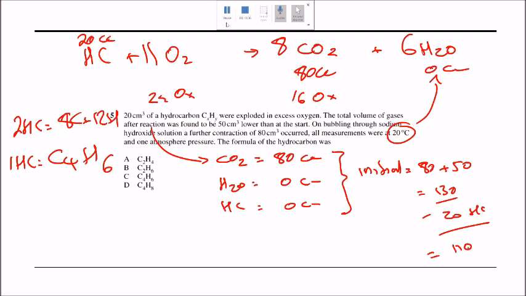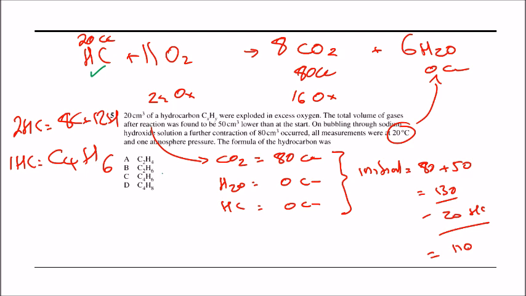Okay, so hopefully you had a go at this. It's a slightly trickier one in the way that it's worded, but the principle behind it is exactly the same. So I'll explain to you here what I've done, if you just follow me through. So we were told we had 20 cc's of the hydrocarbon. We were told nothing about the oxygen to begin with. We were then told that at the end, the volume of gases after the reaction was 50 cc's lower than at the start. We'll come back to that.